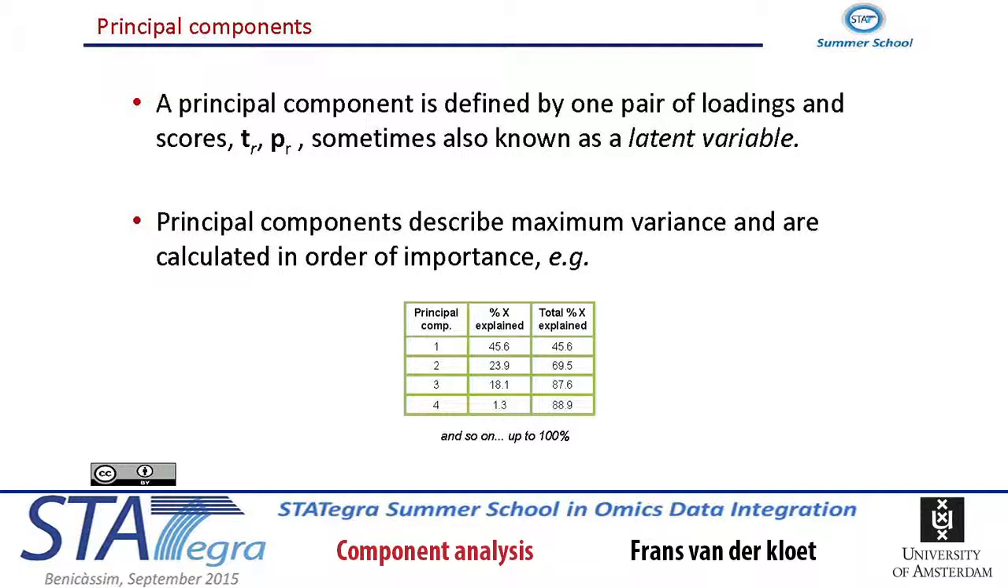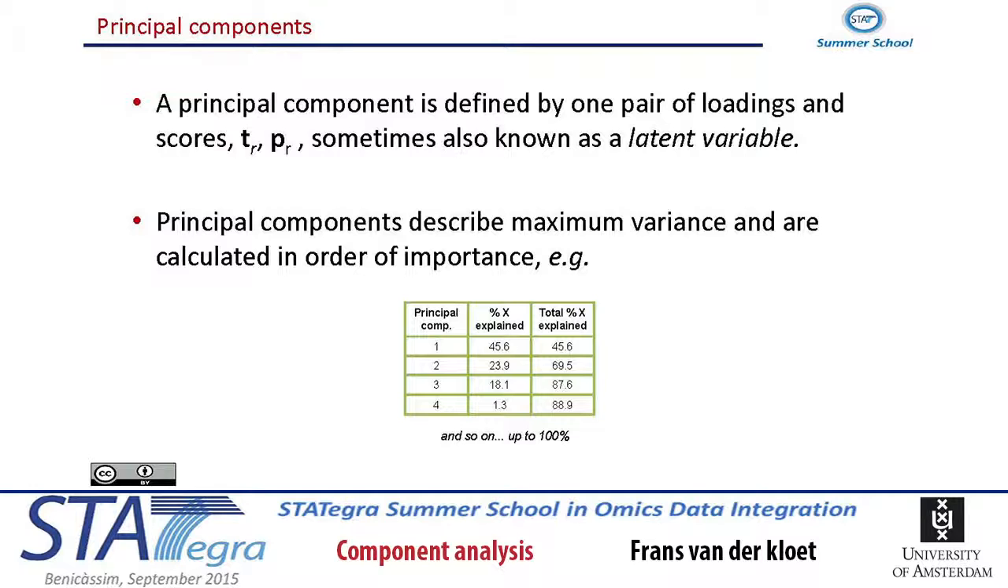So what are these principal components? They are defined by one pair of loadings and scores, t_r and p_r, and sometimes they're called latent variables. They describe the maximum variance, like my example with the growth variable, and they are calculated in order of importance. So my first component is always the one with the most explained variance. The second one has then the next most, and so on. So it's in decreasing order.